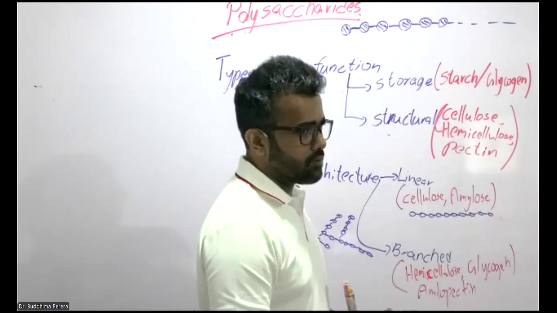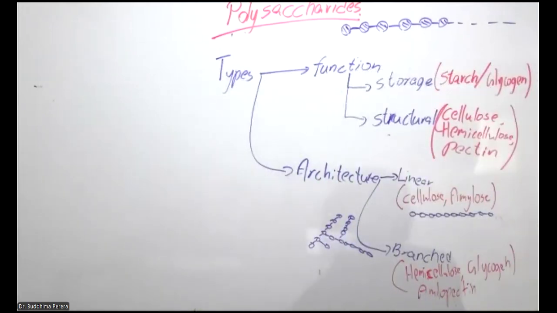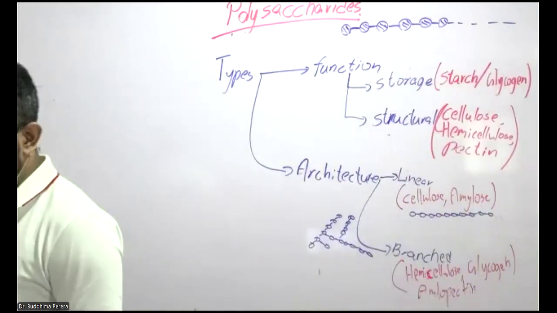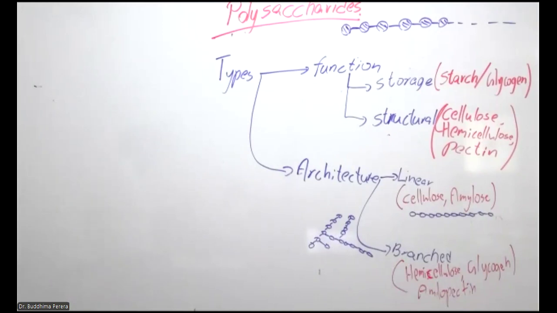It's branched, right? Now, the types of polysaccharide based on its function, there are two types: storage polysaccharide and structural polysaccharide. Based on the architecture, there are two types: linear and branched ones. Right?